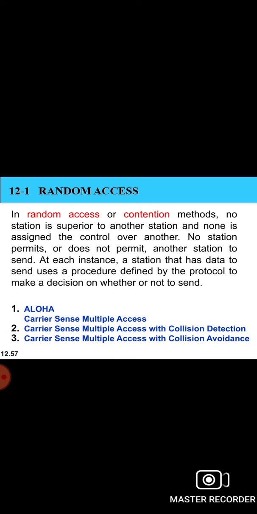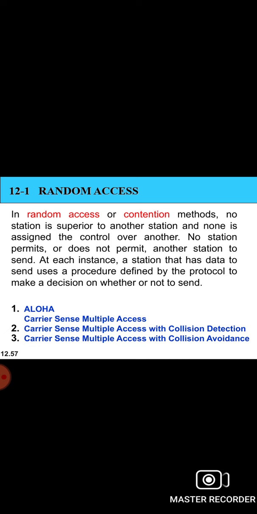Two features give this method its name, random access. First, there is no scheduled time for a station to transmit. Transmission is random among the stations. That's why these methods are called random access. Second, no rules specify which station should send next. Stations compete with one another to access the medium. That's why these methods are also called contention methods. So in the random access method, each station has the right to the medium without being controlled by any other station.